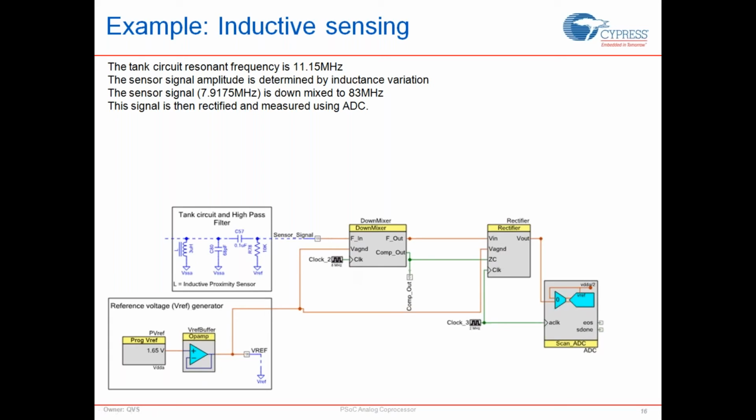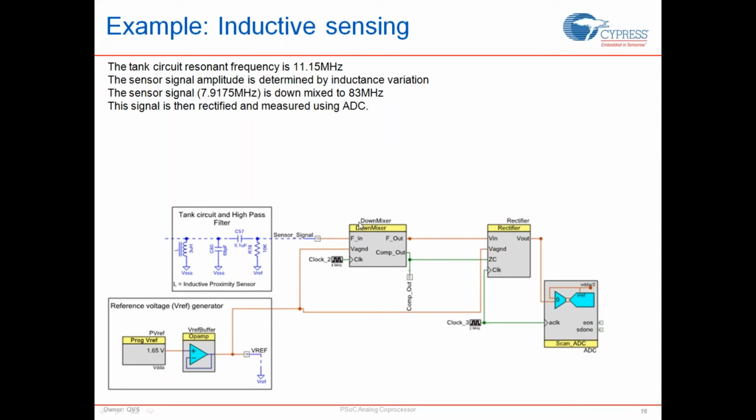Now your down mixer is going to multiply these two signals together, and it's going to give you a subtraction of those two frequencies. While you multiply in the amplitude domain, you subtract in the frequency domain. So it's 8 megahertz minus 7.9175, which gives you an 83 kilohertz output. That's the down mixed output.